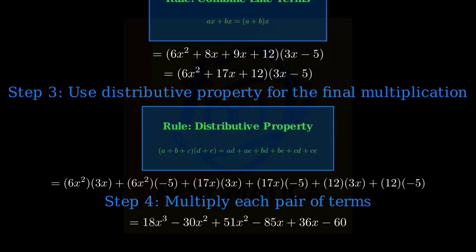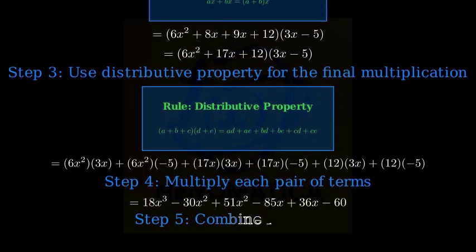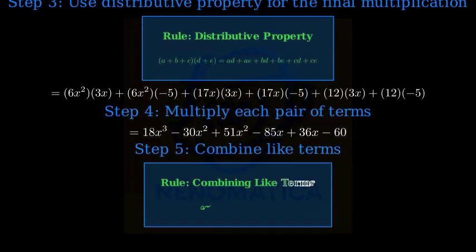17x times 3x gives us 51x squared. 17x times negative 5 gives us negative 85x. 12 times 3x gives us 36x. And 12 times negative 5 gives us negative 60. Now, let's put all these terms together. In our final step, we combine like terms to simplify our expression.